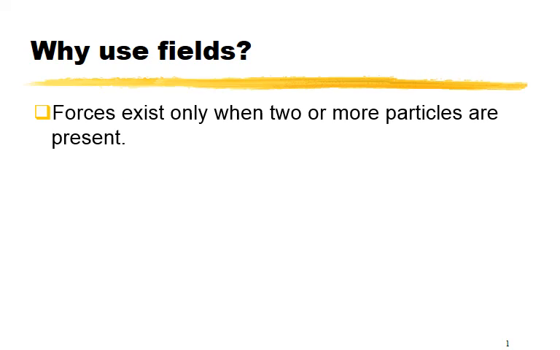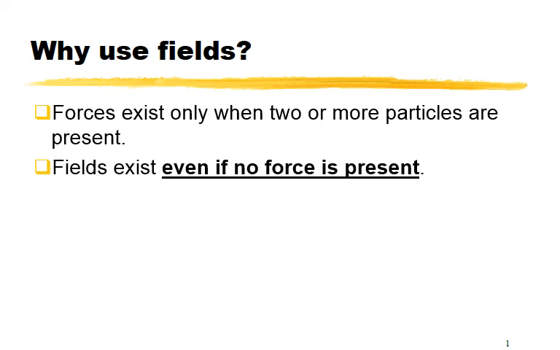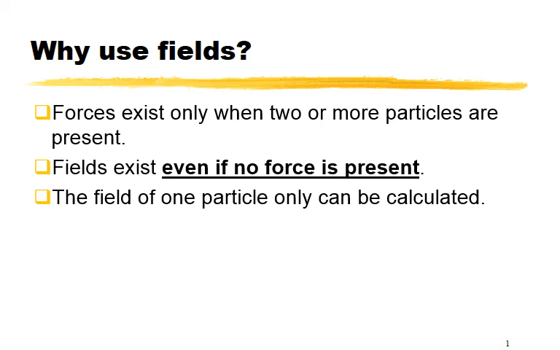Fields are helpful because forces only exist if there's two or more particles. But the fields exist no matter what. And so these fields are there, and they're ready to act if other things come into it. The field of only one particle can be calculated at a time, and we can figure that out.